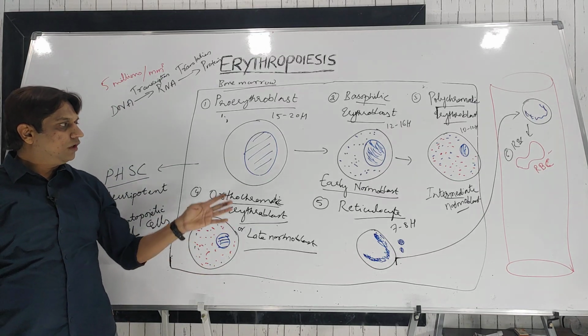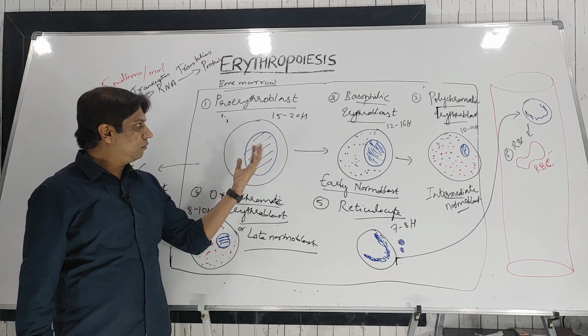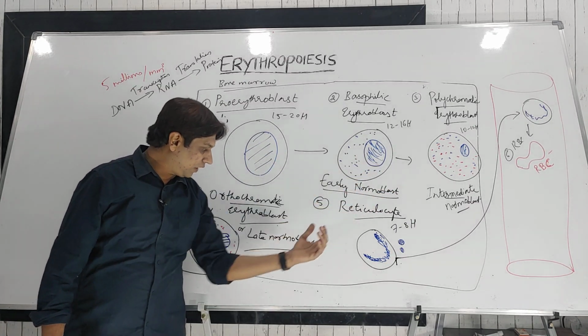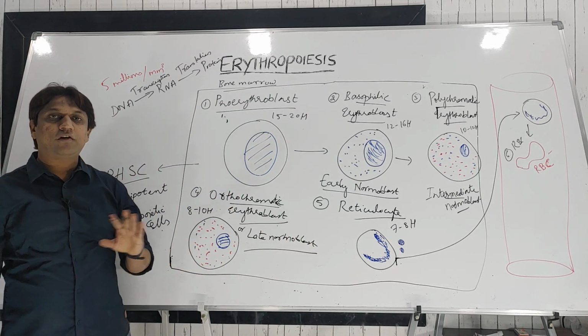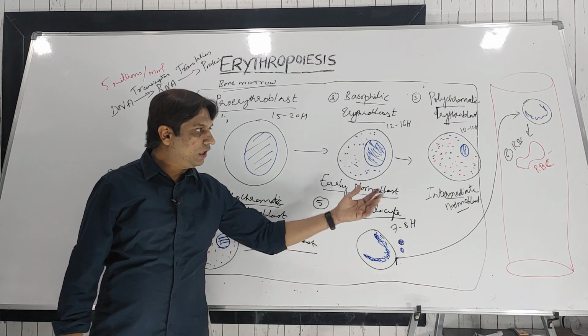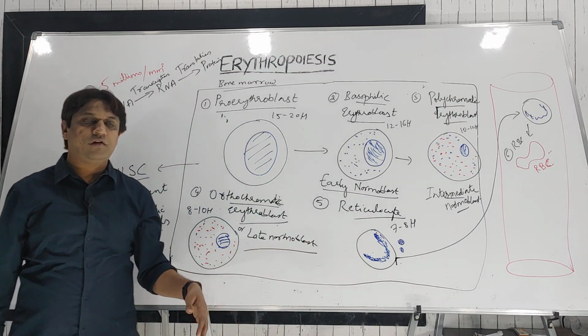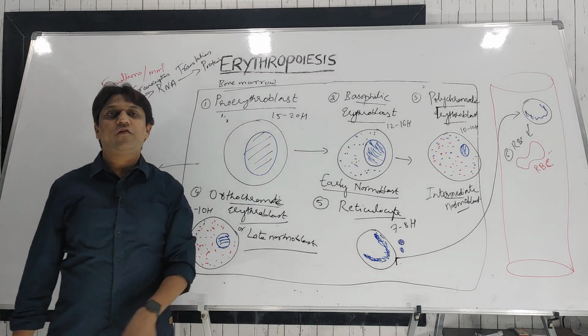Fourth, cell multiplication. Cell multiplication is mitosis. So there will be more multiplication of the cells. Mitosis takes place at this stage, here also, but at the stage of the late normoblast or orthochromatic erythroblast, mitosis stops and the cell will only grow. There will be no multiplication of the cells. So these are the stages of erythropoiesis.